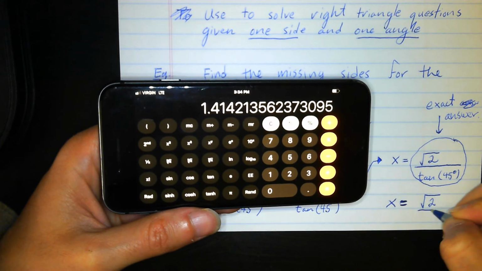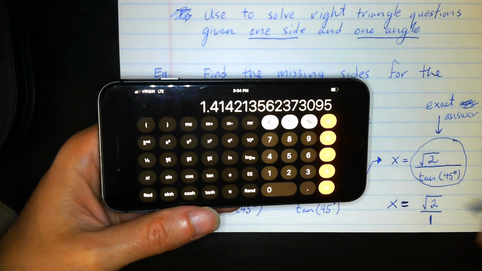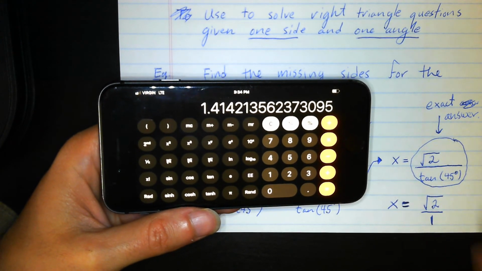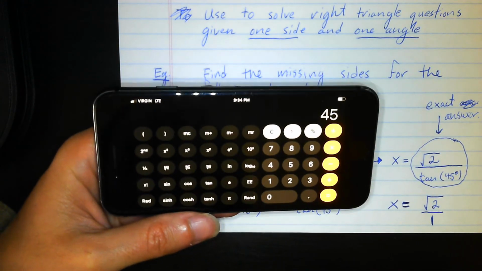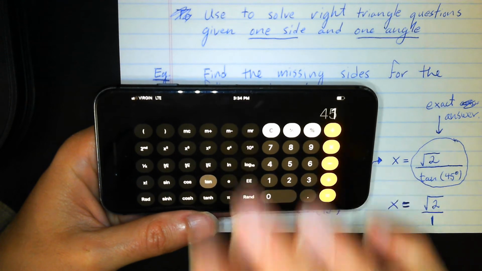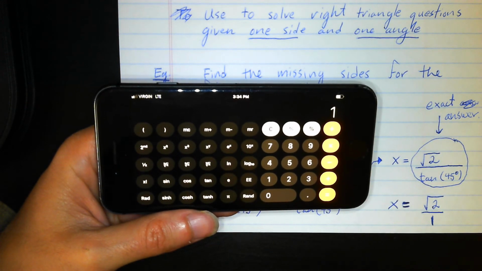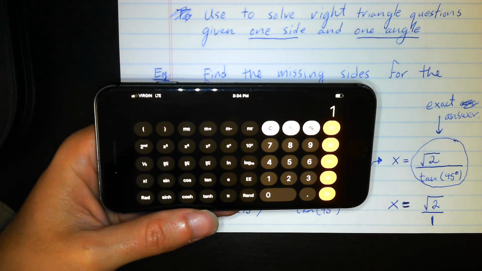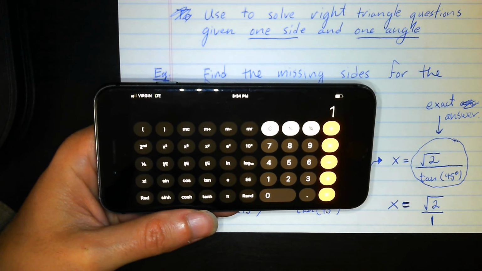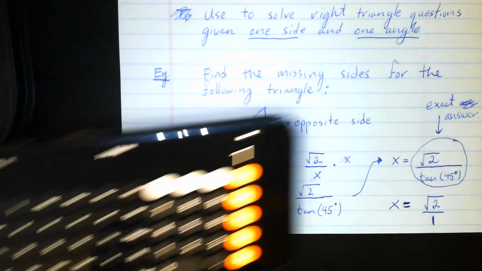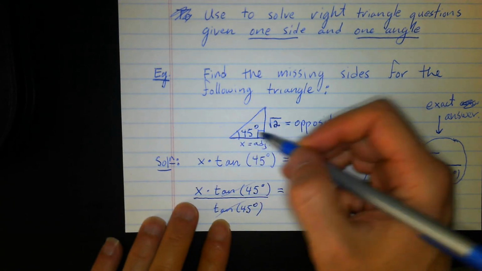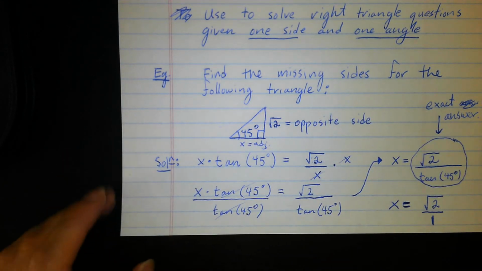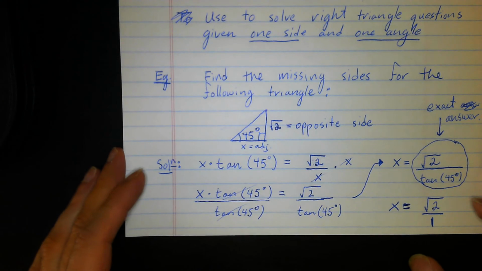Okay, so in particular, I'll do this one more time. Tan of 45 degrees equals 1. Let's just confirm. 45 tan equals 1. So I end up with the square root of 2 divided by 1, which is just the square root of 2. Good. Okay, so we found the adjacent side. Just going to start a new piece of paper.